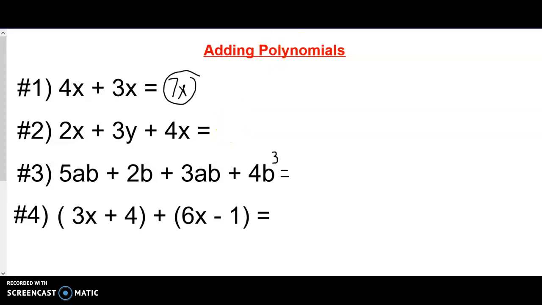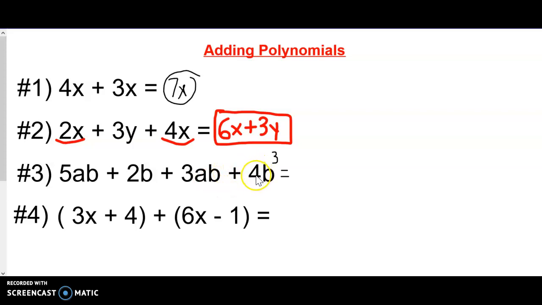If you're looking at number two, I have three terms to begin with, out of which only two are like. This is like with this. That's it. So you can add only those two. 2x plus 4x should be 6x. And you need to bring the 3y with you in your answer. So that would be my answer. And of course, this is a binomial. Okay, if they would ask me for degree, I would say degree 1.